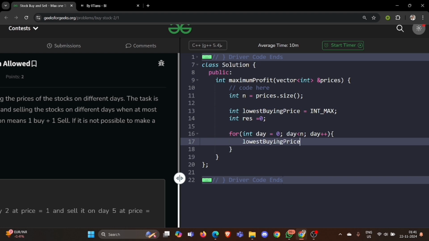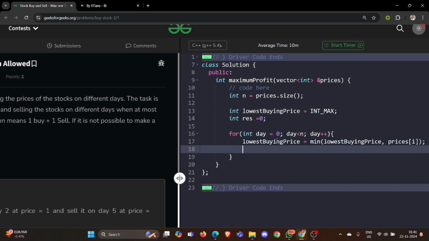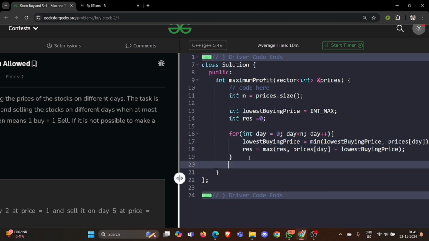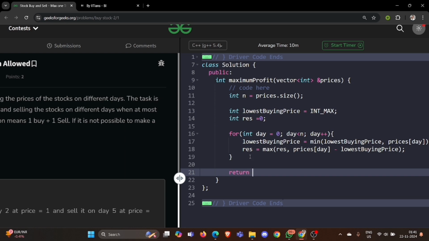We update our lowest buying price and we update our result if we are getting a higher profit. So the profit in here would be the selling price on that day, which is prices of day, minus the lowest buying price till now. And finally we return the result.